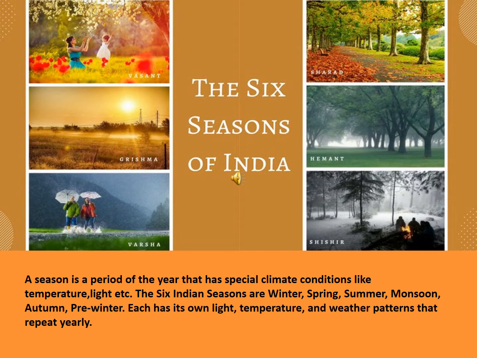And in India, we have 6 seasons. And those 6 seasons are winter, spring, summer, monsoon, autumn, and pre-winter. Right? And what is a season? It's a period of the year that has special climatic conditions like temperature, light, etc.